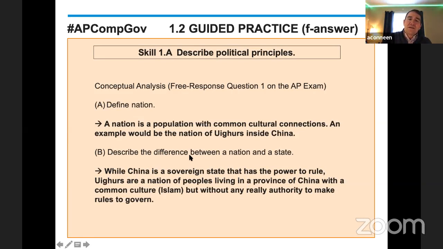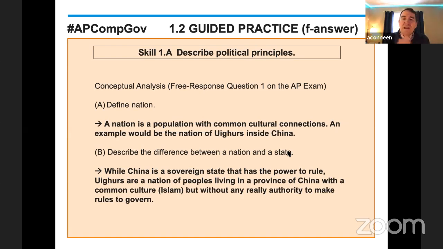For letter B, if you're asked to describe a difference between two concepts, make sure you're describing both of those concepts. So you can say, describe the difference between a nation and a state. While China is a sovereign state that has the power to rule, Uyghurs are a nation of people living in a province of China with a common culture, Islam, but without any real authority to make rules to govern. So while a sovereign state has the power to rule, a nation doesn't necessarily have that real authority to make rules to govern.